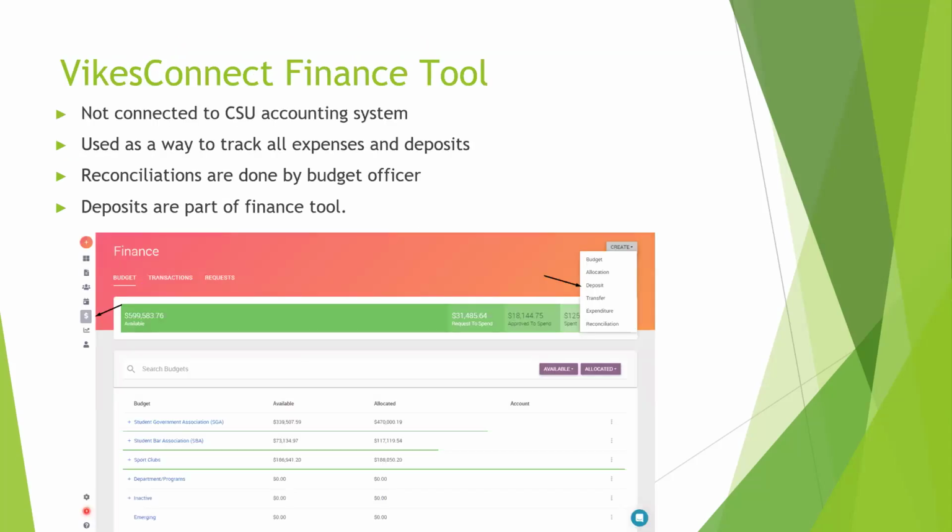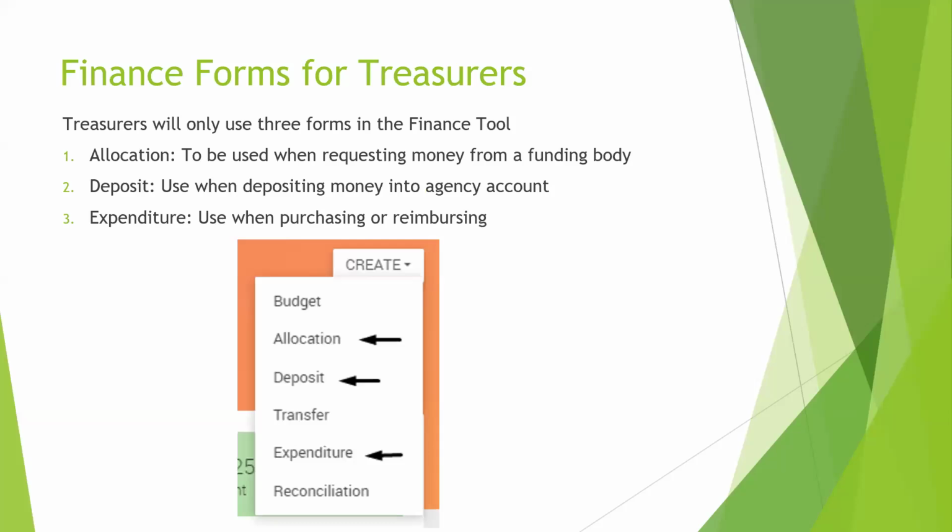In the VikesConnect finance area, there are a total of 6 tools. You, as an organization treasurer, will only need to use 3 of them. The other 3 tools are for our use as administrators. So please do not use those. The tools that you will use are allocation, deposit, and expenditure. Allocation is when you're requesting funding. So you'll create an allocation anytime you need to ask for additional money. Deposit is pretty self-explanatory. The expenditure is when you're spending money.